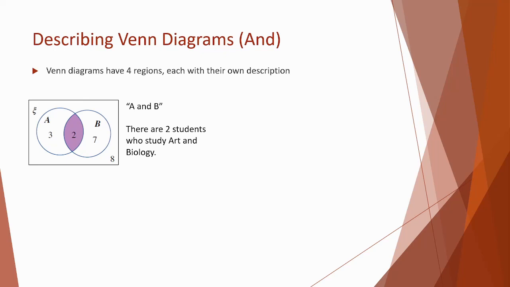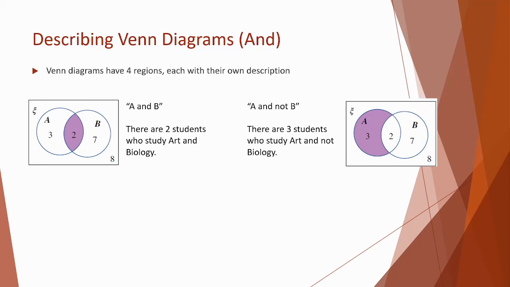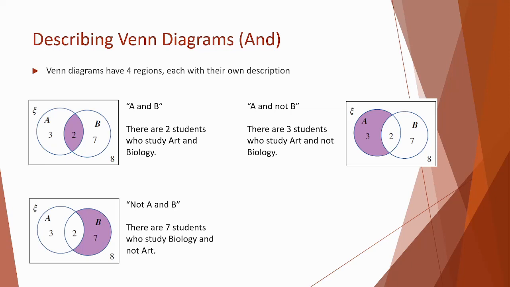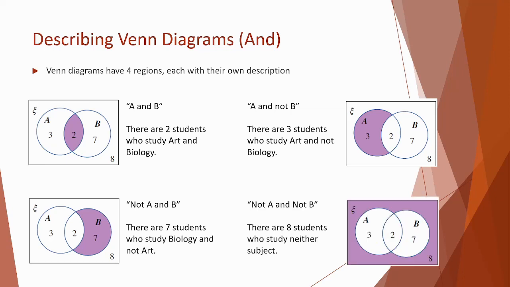If we asked for the number of students who cover event A and event B, we'd select those 2 students in that intersection. We have A and not B. That's the section that is just the A region, but not that intersection. So we have just the 3 students who only study art and don't study biology. Likewise, we have not A and B. These are the students who only study biology but not art. Now, I could write this as B and not A, but usually we put this in alphabetical order. And finally, we have the area that's outside of both the events, and this is not A and not B. So these are the students who do not study art or biology.